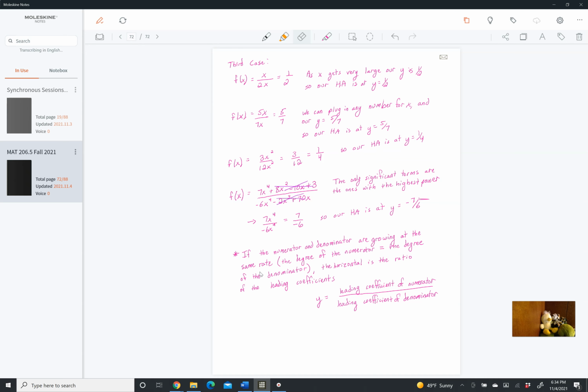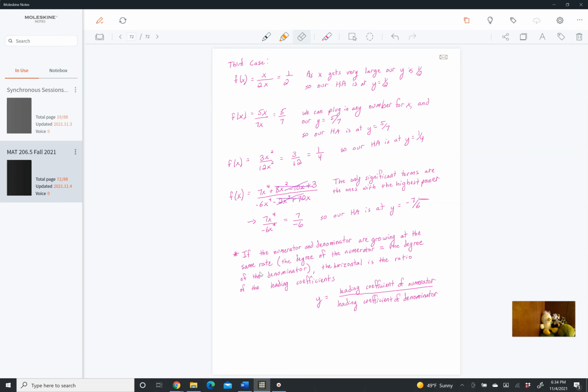So we have 3 instances. Either the denominator is going faster than the numerator, in which case you have a horizontal asymptote at y equals 0. The numerator is growing faster than the denominator, in which case you don't have any horizontal asymptotes. Or the numerator is growing at the same rate, in which case your horizontal asymptote is at the ratio of those leading coefficients. Okay, so those are horizontal asymptotes.